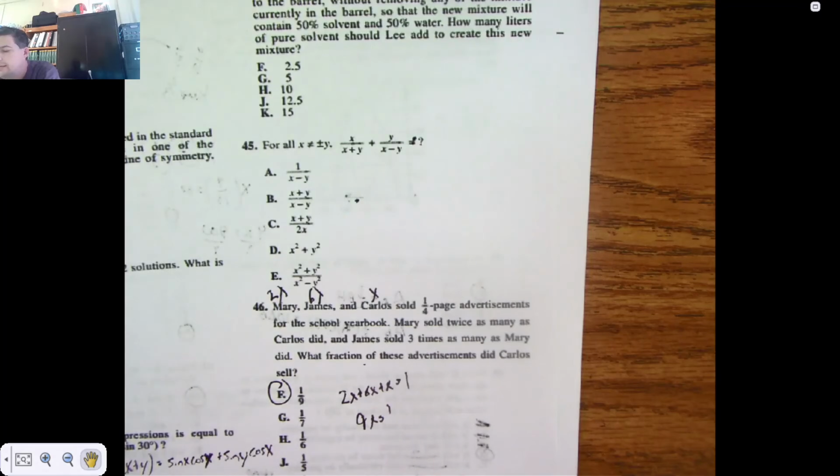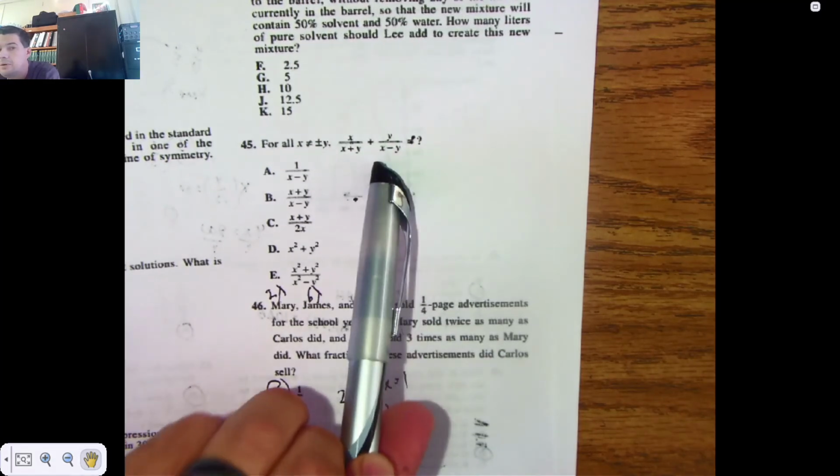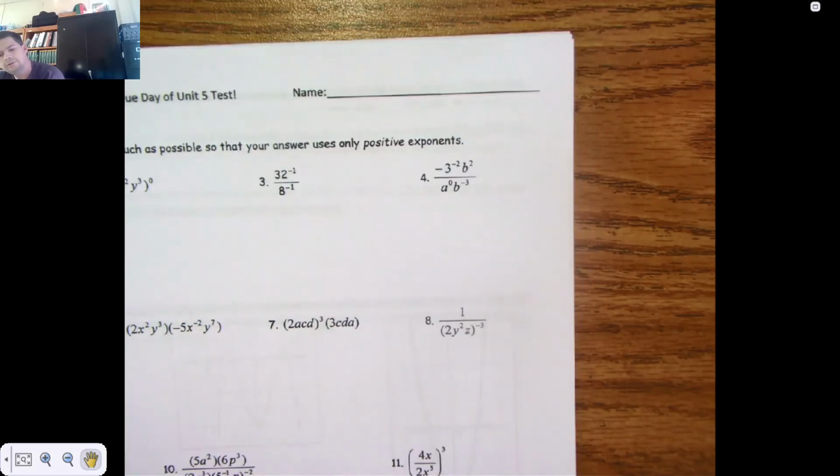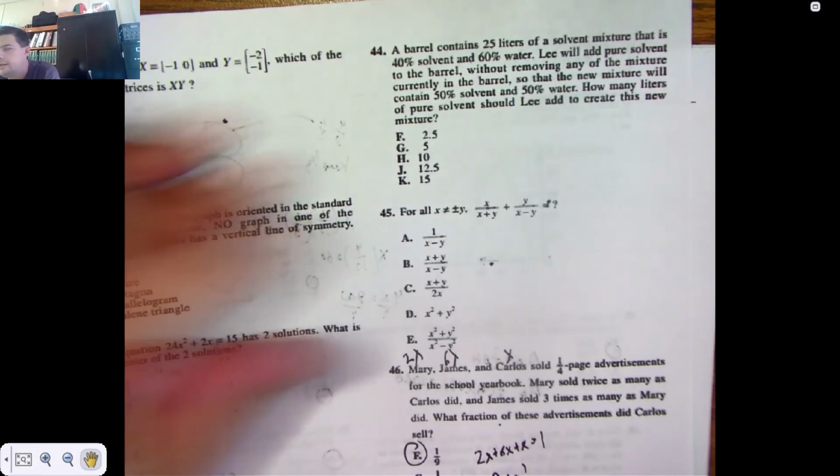For all x not equal to plus or minus y, there's a reason for that, because if x was negative y, this would be 0, and if x was y, we'd have a 0 here. You can't divide by 0. What is this thing equivalent to? You can do a technique like I did on 54 if you wanted to, where I made up numbers, just don't use 0 and 1. But honestly, this one, you should be able to do by hand.